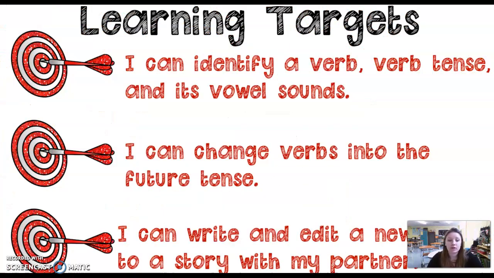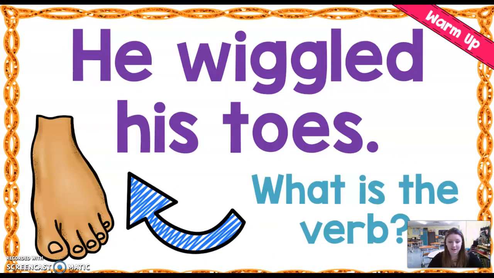During our lesson today, we're going to be practicing a couple different things. We will be identifying a verb tense and its vowel sounds in a sentence. We will be practicing changing verbs into the future tense, which you will continue to practice more on your Google form independently as well. And we are going to continue discussing writing a new ending for the story Fire.